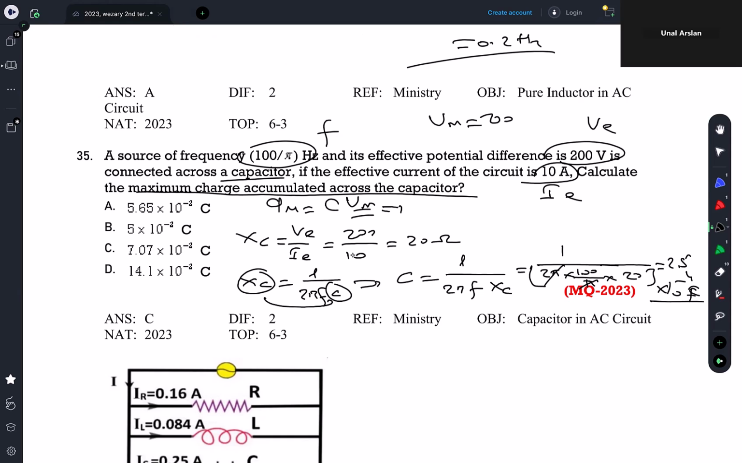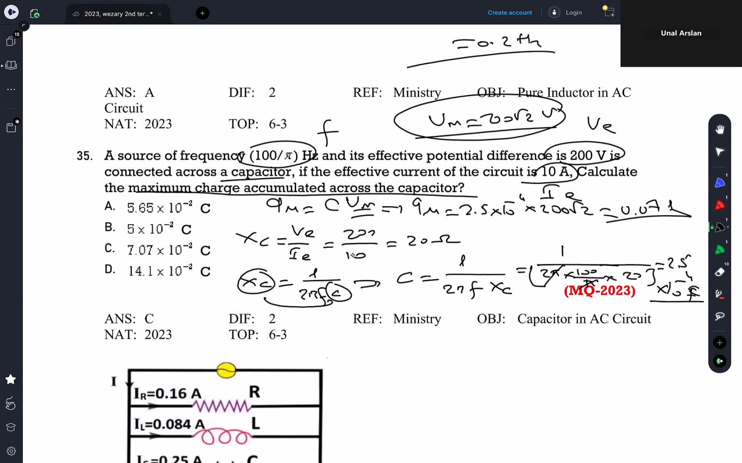So then apply it here, because maximum potential difference must be calculated. Effective is given, 200, so maximum is 200 root 2. Then maximum charge is going to be 2.5 times 10 to the power of negative 4 times 200 root 2. Let's do it: 2.5 times 10 to the power of negative 4 times 200 times root of 2. Answer is 0.071, or 707 times 10 to the power negative 2. So this is the correct answer.